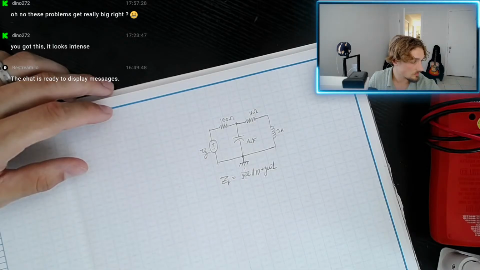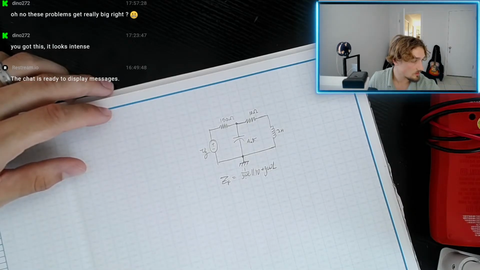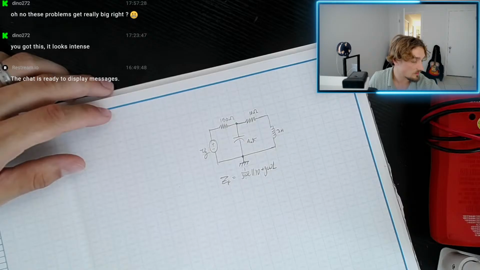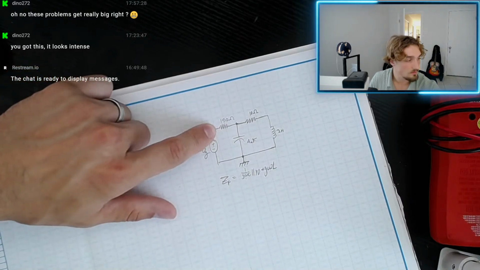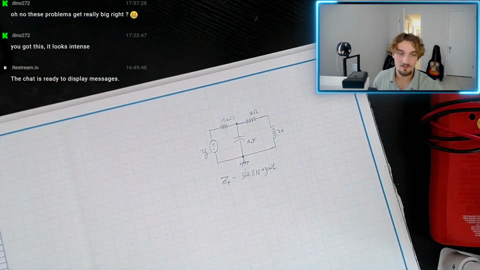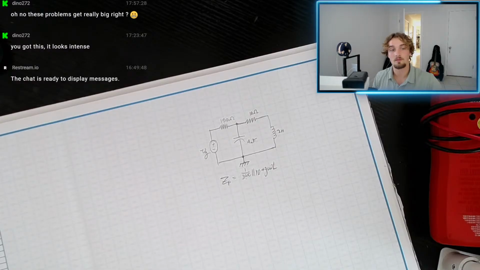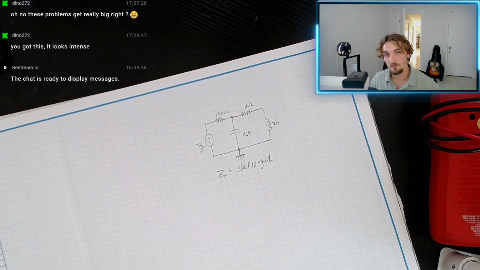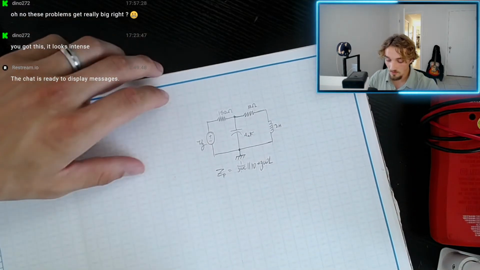ZP equals the parallel of ZC and the series RL branch. The capacitor branch is in parallel with the series RL branch. Yeah, we don't take into account this resistor though, huh? Interesting, I happen to find that very interesting.